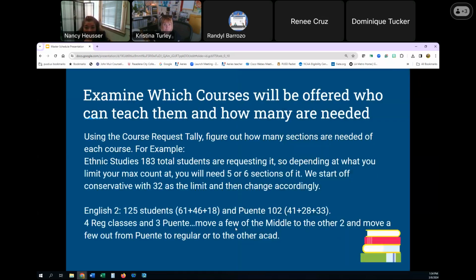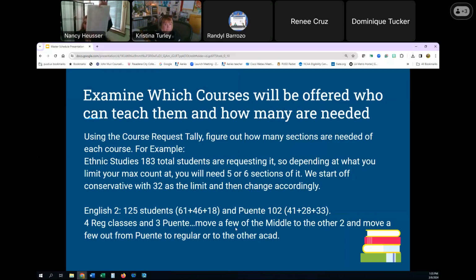Okay, so now examine which courses will be offered and who can teach them and how many are needed. So first you use your course request tally. You figure out how many sections are needed of each course. For example, if you have an ethnic studies course and there are 183 total students, you will need to figure out, are you going to have 5 sections or 6 sections of it, right? Because it's not going to fall perfectly into place. And then if you only have one teacher that can teach ethnic studies, maybe you're only going to have 5 sections of it because maybe they have to have an extra prep. So first do your course tally.